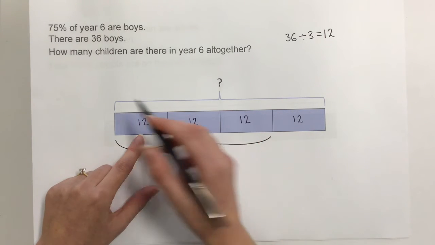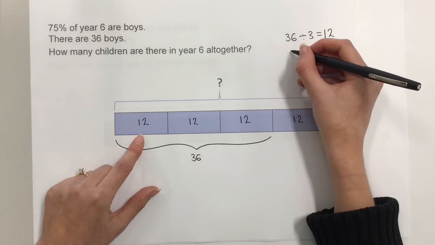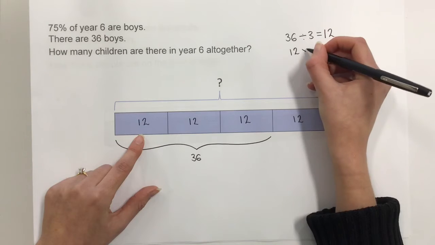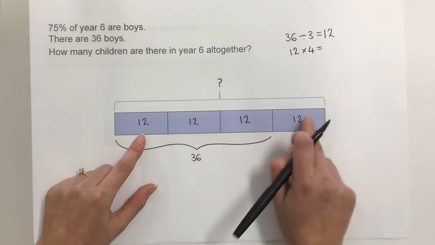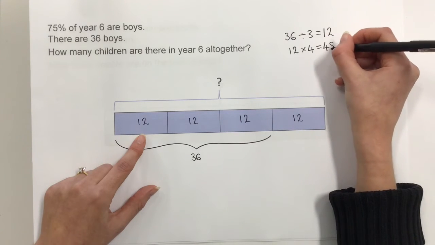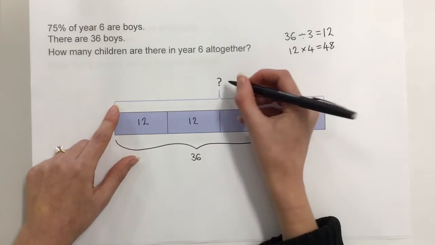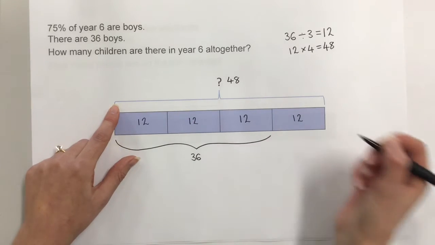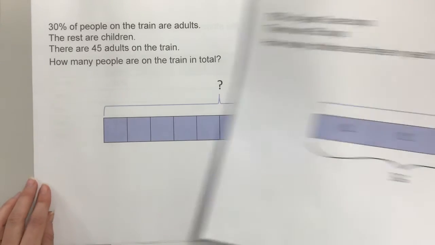I'm trying to figure out how many children there are in the year group altogether. So I can simply do 12 multiplied by 4, so 12 multiplied by 1, 2, 3, 4, which is 48. So how many children are there altogether? There are 48 children in the year group altogether. Okay, let's try another one.